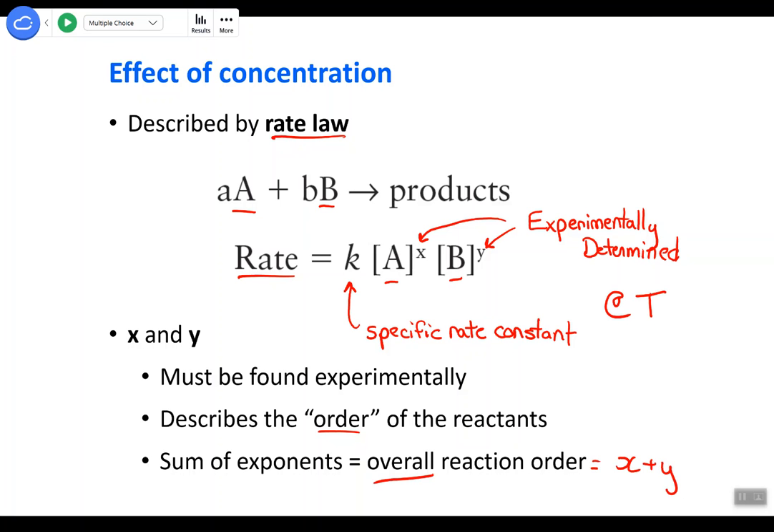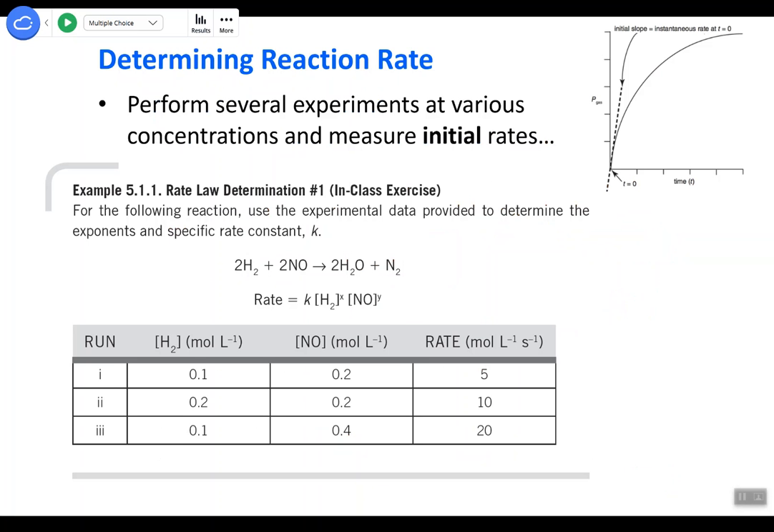So how do we figure out what x and y are? That's what we want to do today. Well, it needs to be experimentally determined. So we need to go to an experiment, or we need to interpret the data from someone who did a good experiment. Let's look at this experiment here with hydrogen reacting with nitric oxide to produce water and nitrogen.